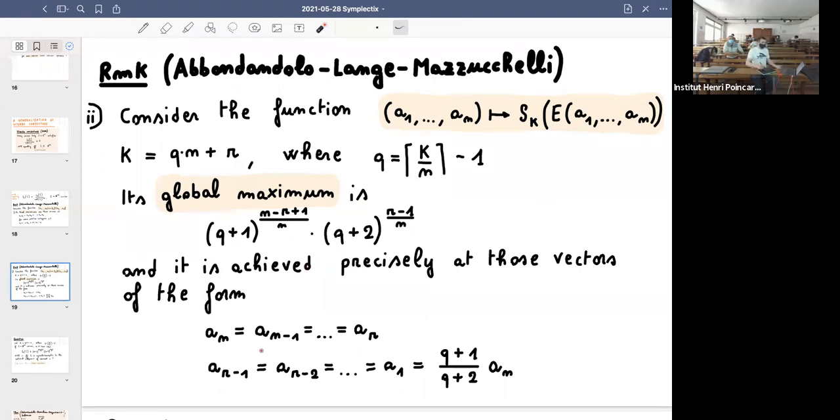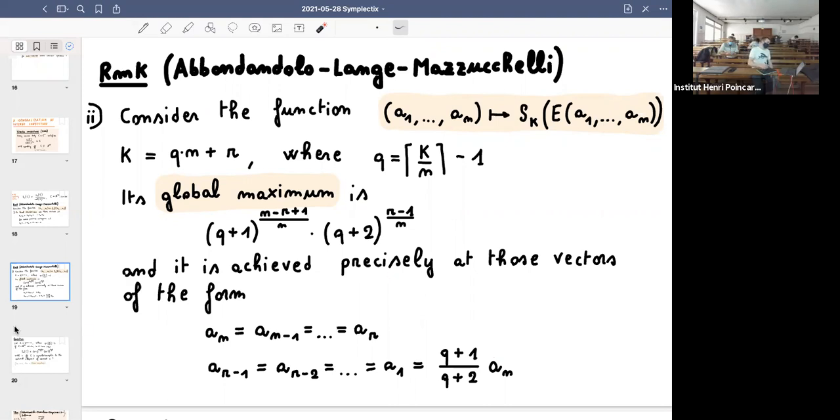They're rational ellipsoids in which the parameters are divided in two blocks, and in each block they're all equal. So a_n is equal to a_{n-1}, equal, going backwards, until a_r. So this is the first block of parameters. The second block of parameters are the remaining ones, say a_{r-1}, which is equal to a_{r-2}, and so on and so forth, to a_1. And this is Q plus 1 mod Q plus 2 times the other parameters, a_n. So this is intriguing. It shows that there are rational ellipsoids that have a distinctive property.